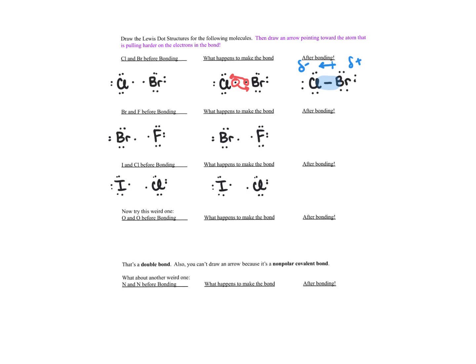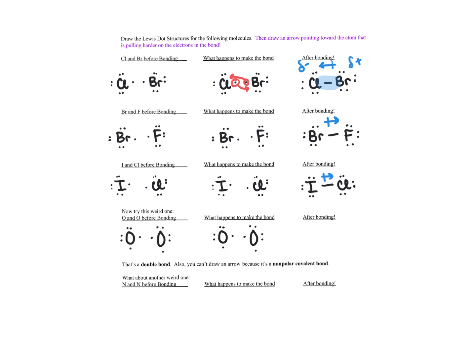Okay, pause the video for a second and do the next two, including drawing that blue arrow. So you should have indicated that fluorine pulls a little harder than bromine and that chlorine pulls a little harder than iodine. And those are both called polar covalent bonds.